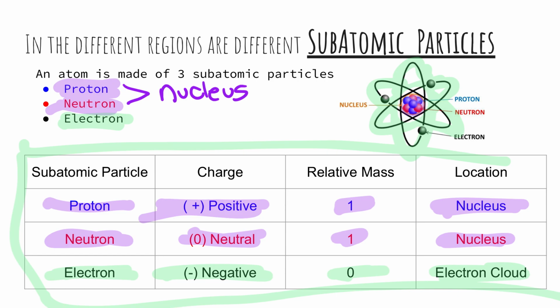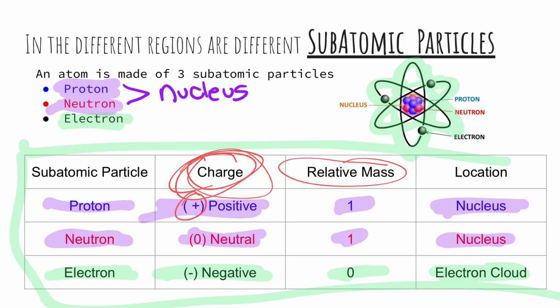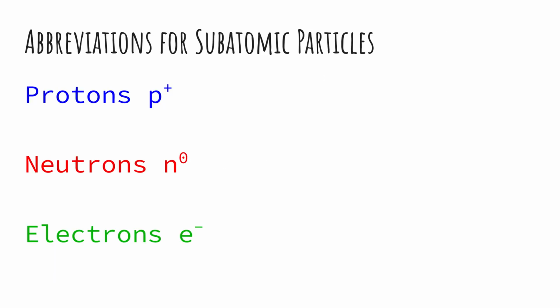Also be really careful because a lot of students confuse the charge on an atom with relative mass. The relative mass is in relation to other things. How much does it weigh? The charge is what is important for the most part in this unit. So knowing that protons have a positive charge, neutrons are neutral, and electrons are negative. Don't confuse charge and relative mass.